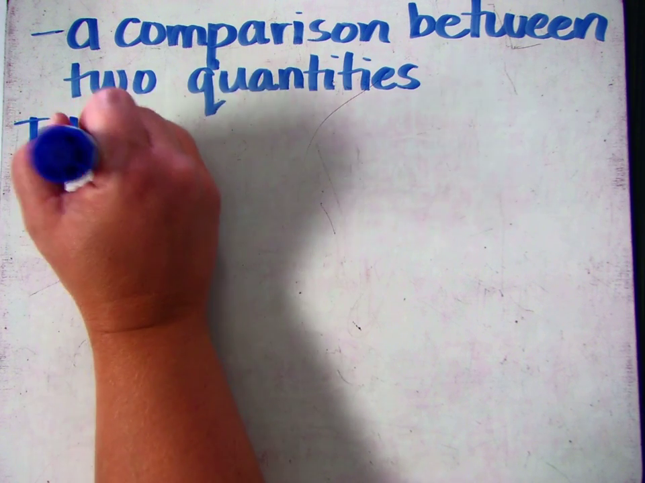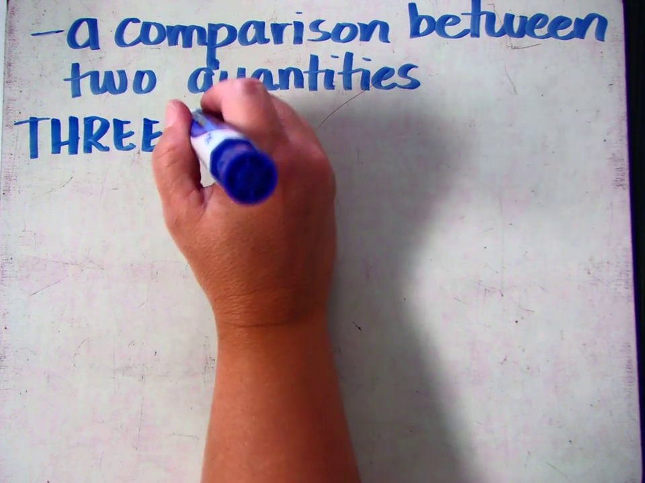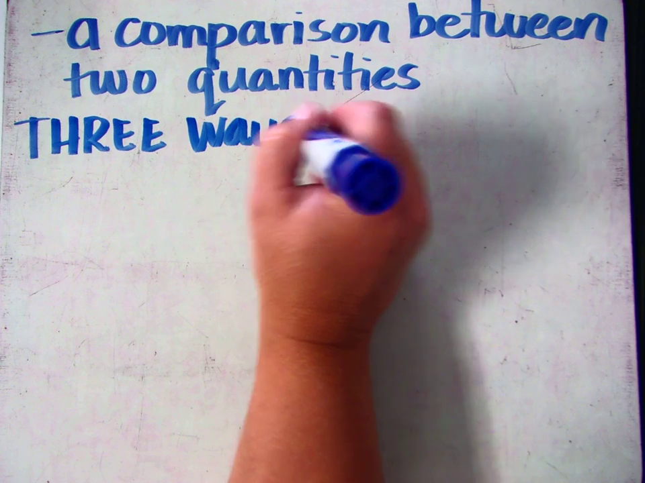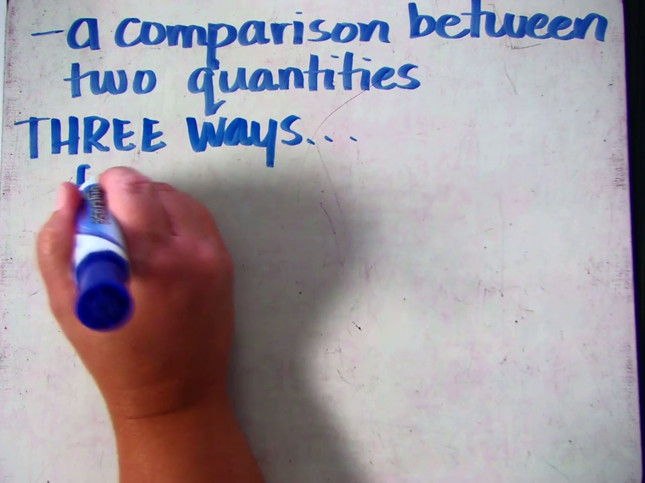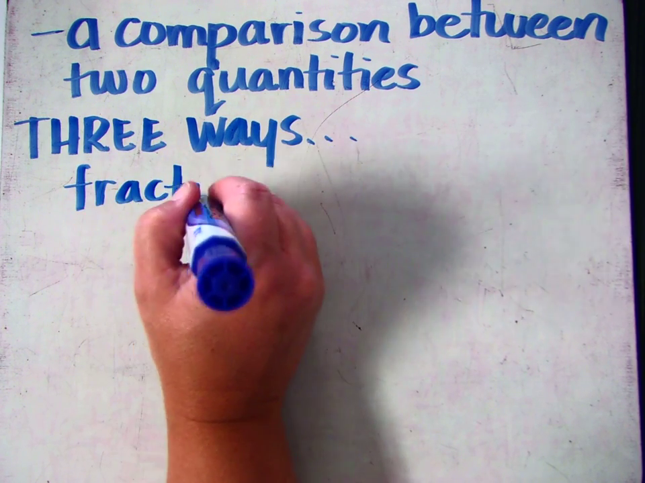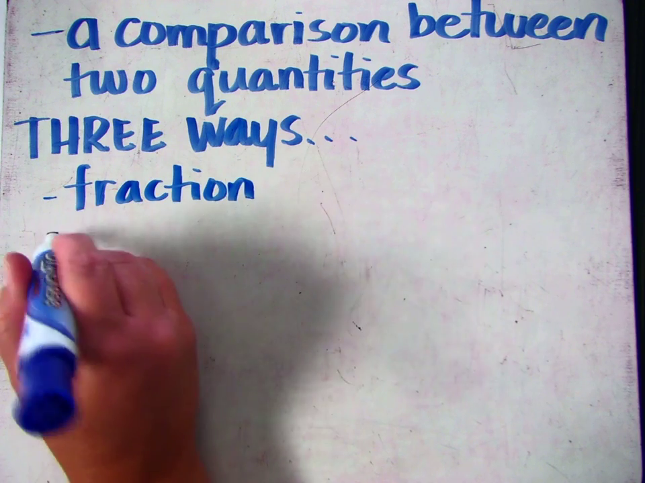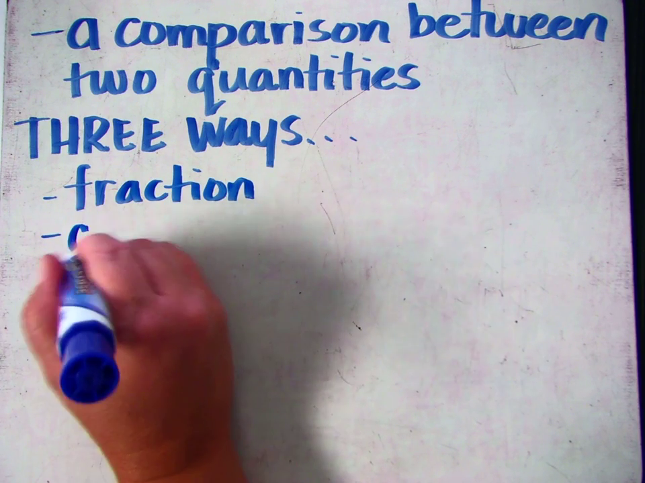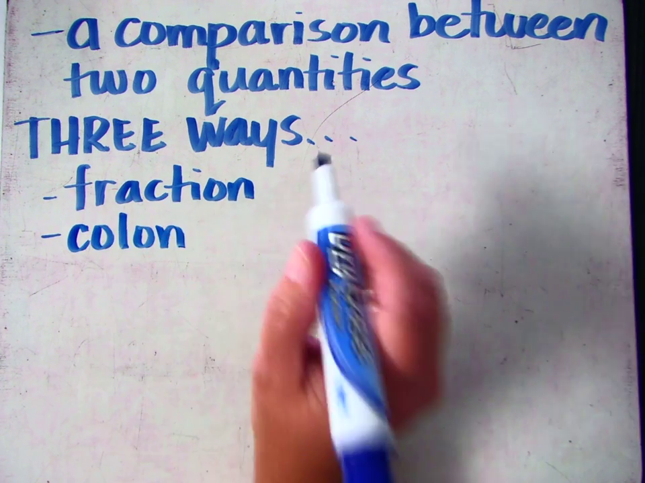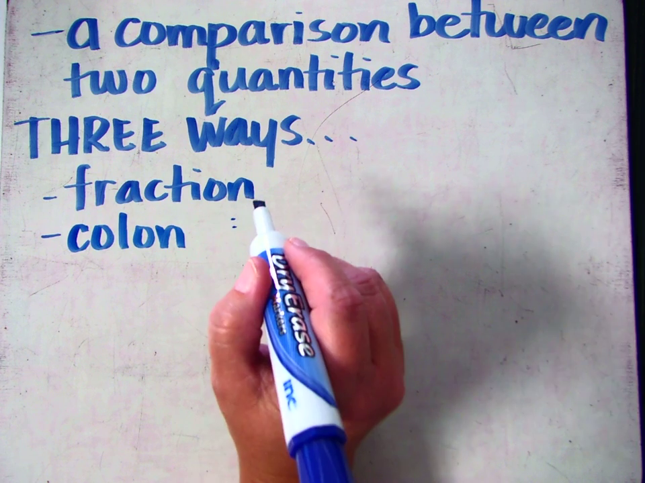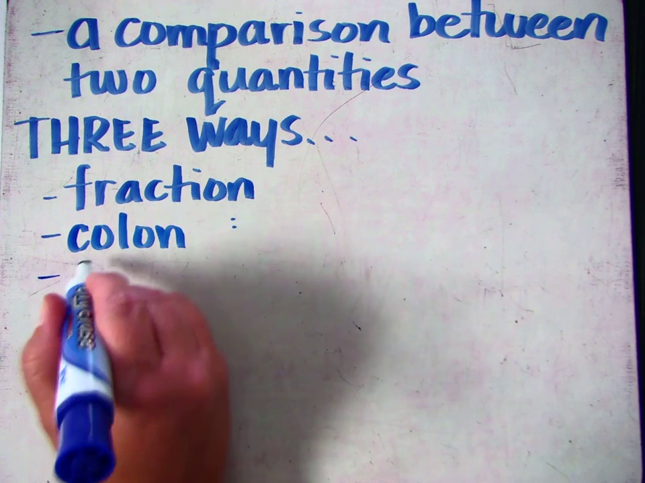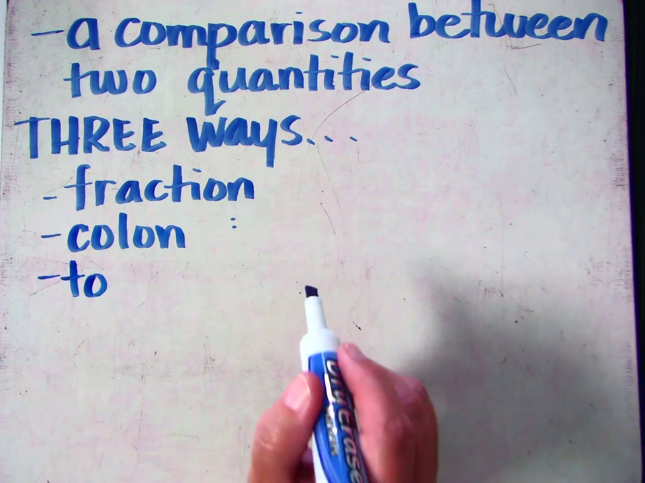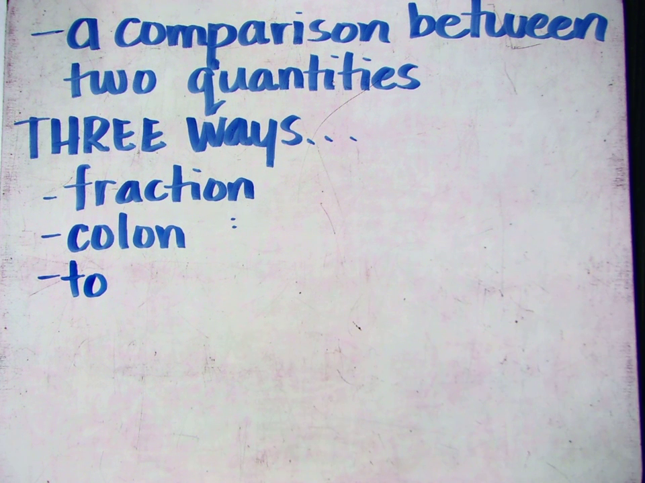There are three ways to write a ratio. You can write a ratio as a fraction, and it gives you the example 4/5. You could write a ratio using a colon, and it gives you the two dots in the middle. That's a colon. And it gives you the word "to." You can write a ratio using the word "to."